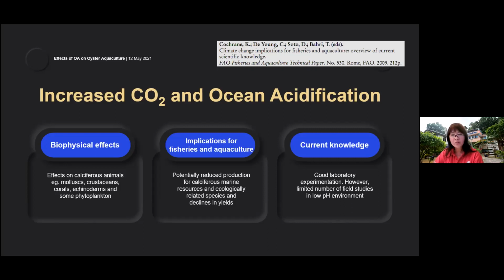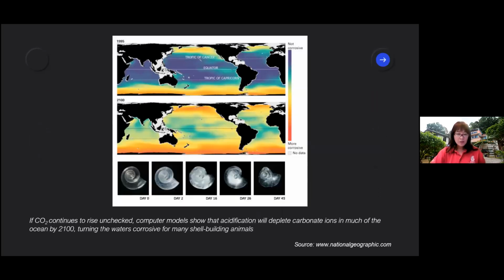Currently, the current knowledge on ocean acidification in terms of aquaculture is we have good laboratory experiments, however, a limited number of field studies in the low pH environment. If you look at this slide, it shows that if CO2 continues to rise unchecked, computer models show that acidification will deplete carbonate ions in much of the ocean by year 2100. Like what has also been mentioned by the earlier presenters, turning the waters corrosive for many shell-building animals.